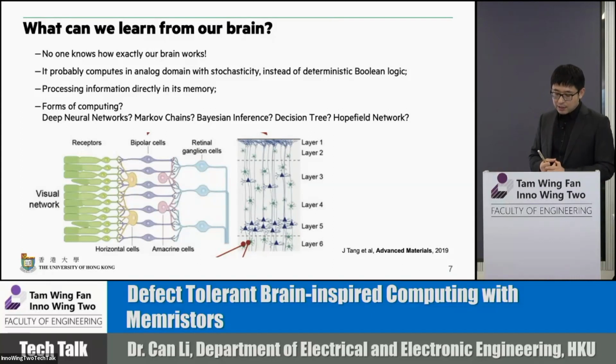And the other question is what does the computing? It could be a deep neural network, a Markov chain, Bayesian inference, a decision tree, a Hopfield network. But for all of them, we try to emulate them in classical computers, and they perform pretty well. As you can see, that's what powers GPT-3, right?